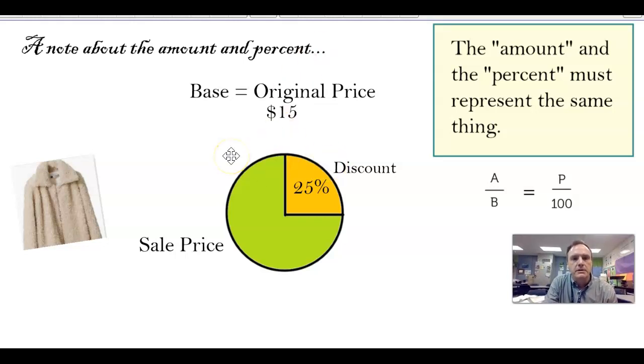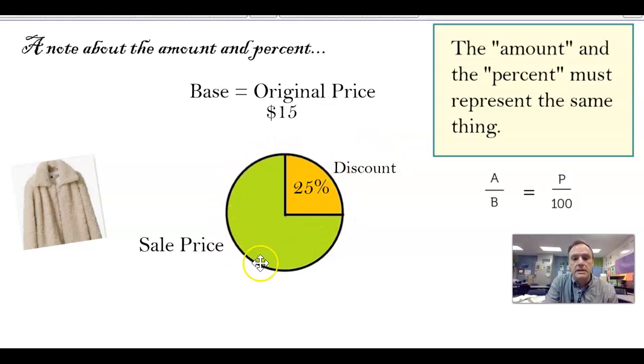This example looks at a coat and it's on sale. The original price of the coat is $15. And we can see that the discount is 25% off. So you get 25% off this coat. It doesn't really ask a question in here. It just says, what can we find out? Can we find out how much you're going to save? Can we find out what the sale price is? You know, how much you're going to have to pay for the coat now.